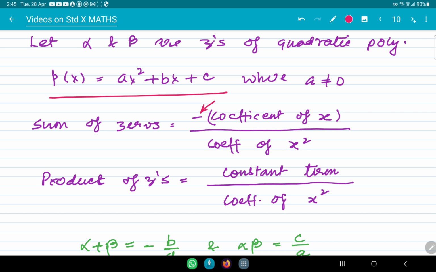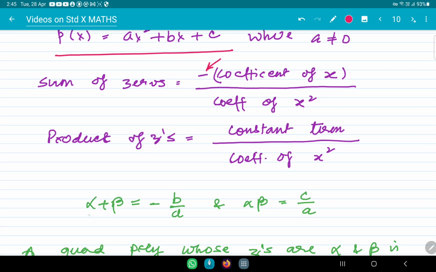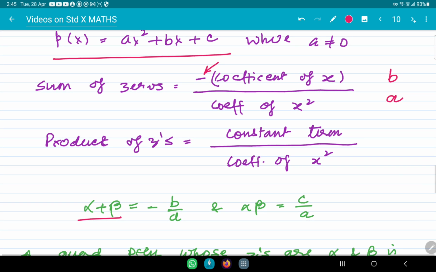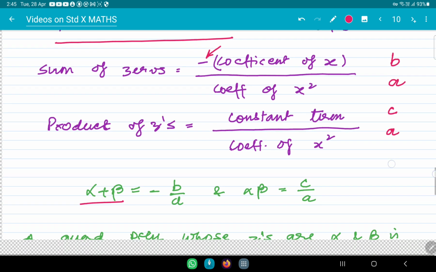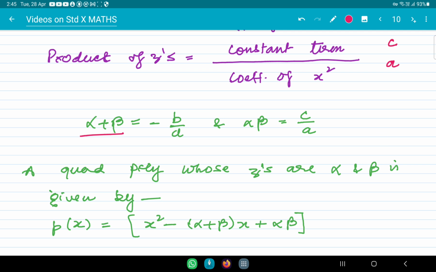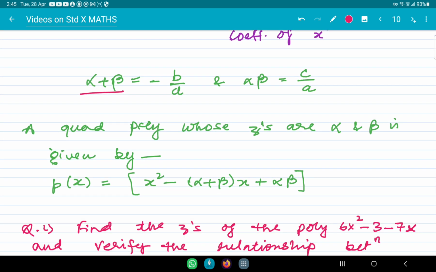Since we are saying that alpha and beta are the zeros, the sum of zeros is alpha plus beta. The coefficient of x is b, and the coefficient of x square is a, so this becomes minus b upon a. The constant term is c, and the coefficient of x square is a, so alpha plus beta is minus b by a, and alpha beta is c by a. And if they give you the zeros in the form of sum of zeros and product of zeros, you can find the quadratic polynomial also.